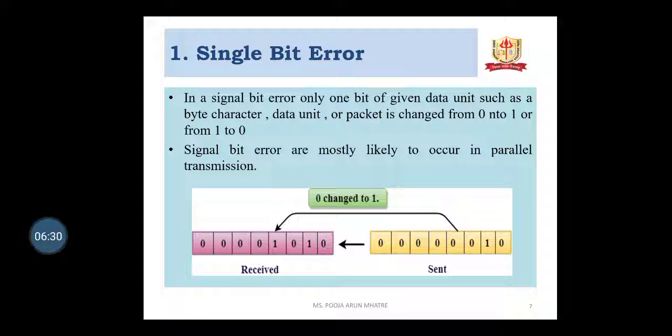Here a 0 bit, the fifth bit of the sender side, is exchanged with a 1 at the receiver side. That means an error has occurred over there.